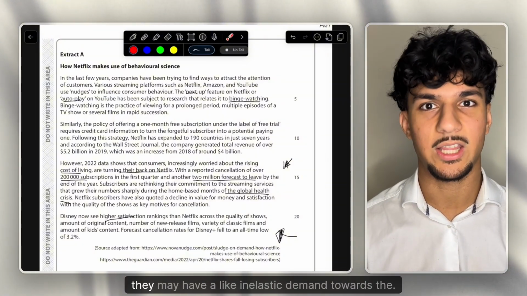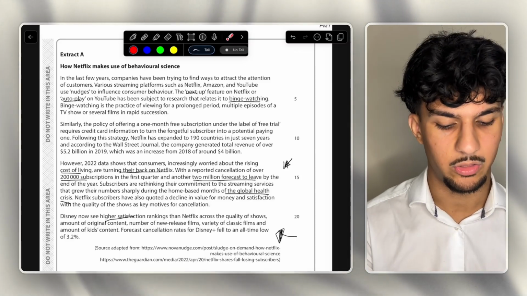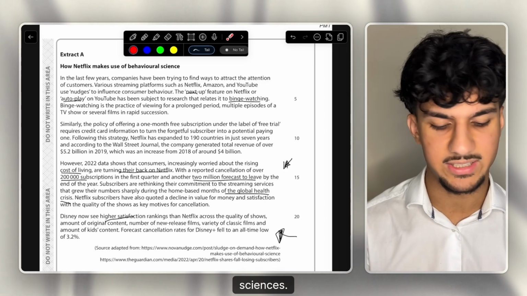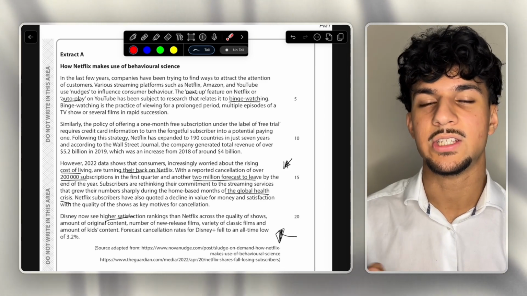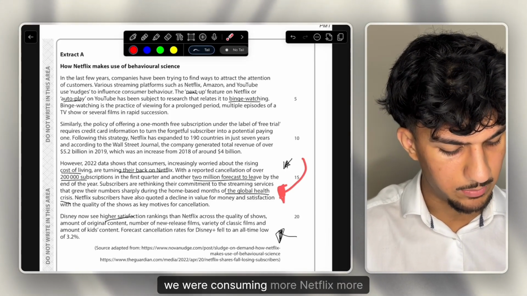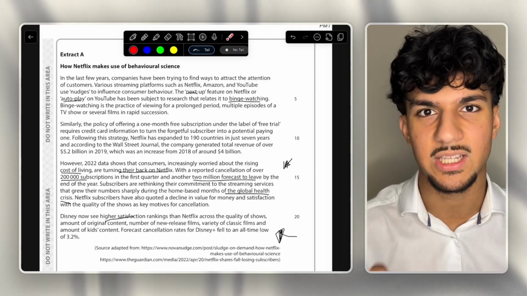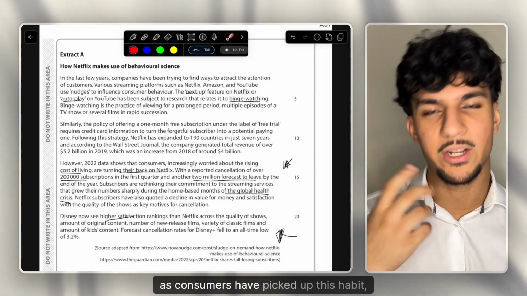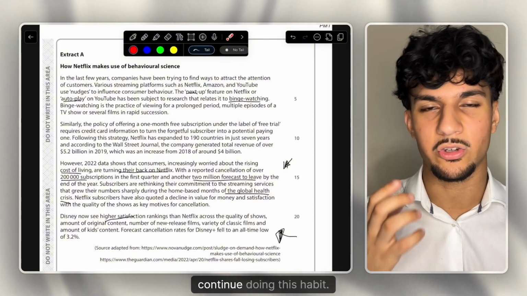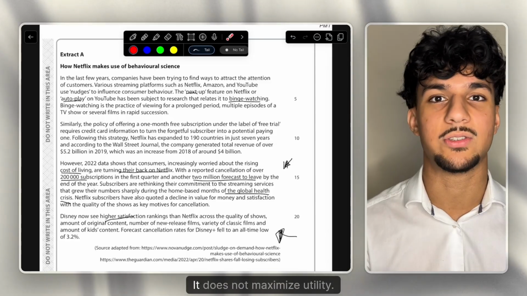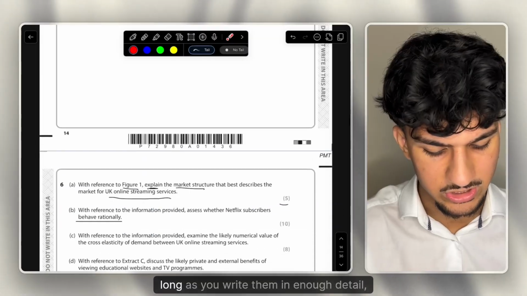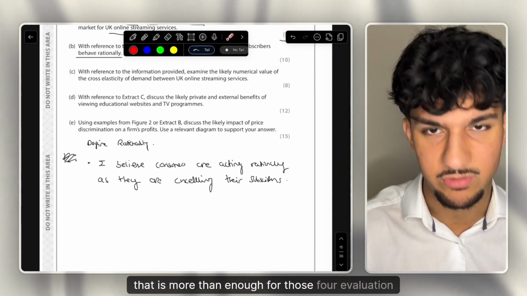As they're addicted to this good, they may have an inelastic demand towards it, thus meaning they may not act rationally. Or even more specifically, to do with behavioural economics, is habitual behaviour. So consumers, as it mentions here, in lockdown, since we were home more, we were consuming more Netflix, more of these streaming services. But due to habitual behaviour, as consumers have picked up this habit, they may continue doing this habit, and that is obviously irrational. It does not maximise utility, and it works as a really good evaluation point. So 2 evaluation points there. As long as you write them in enough detail, that is more than enough for those 4 evaluation marks.